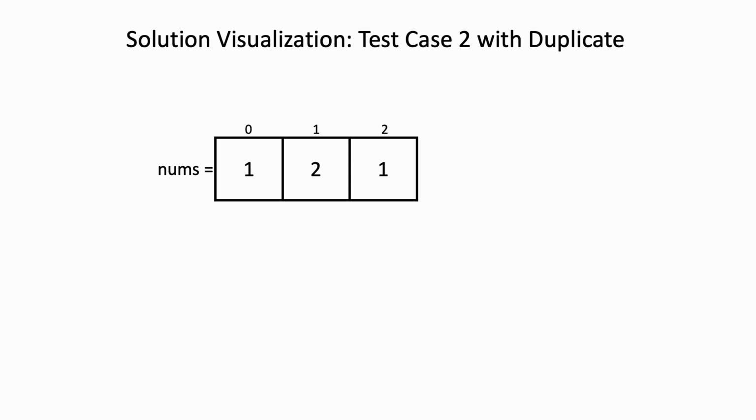Now we do a second pass to identify the first index which does not have the right element at its place, that is index 2. So now we return index plus 1 which is 3.